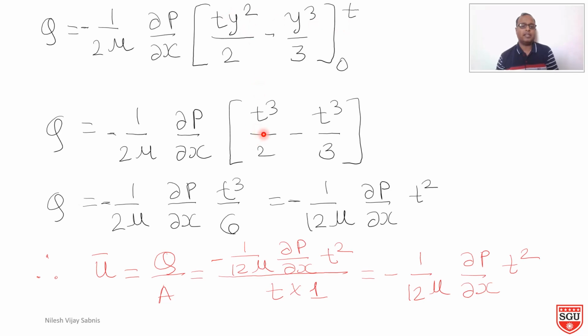So putting the limits, we will get this equation t cube by 2 minus t cube by 3. Making cross multiplication, we will get minus 1 by 2 mu dou p by dou x t cube by 6, which is equal to minus 1 by 12 mu dou p by dou x into t square. Finally, u bar is equal to q by a. We have here the equation of average discharge, that is minus 1 by 12 mu dou p by dou x into t square divided by t into 1 is the cross section area. So we will get minus 1 by 12 mu dou p by dou x into t square as the average velocity.